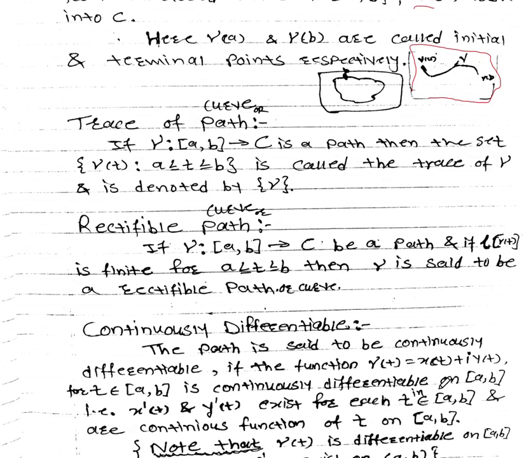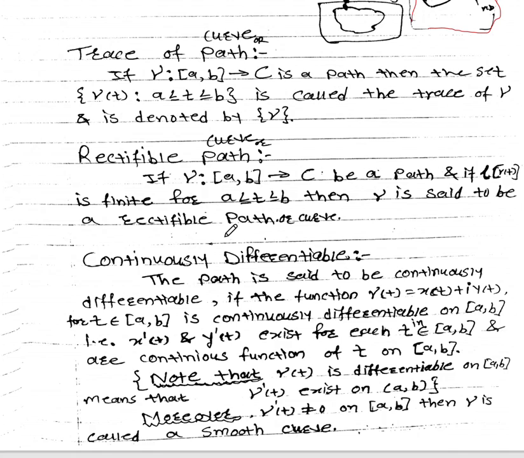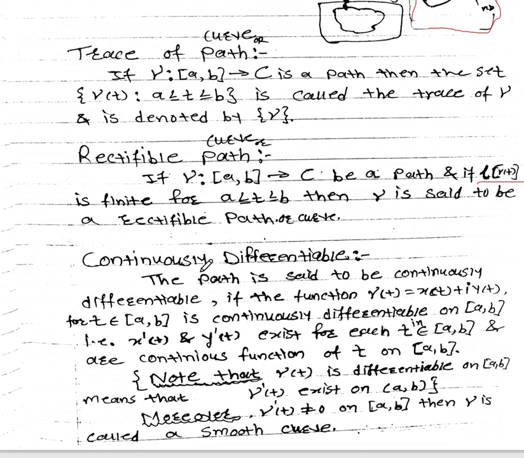Now we will see the next definition, that is the rectifiable curve, or we can say the rectifiable path. So what is the rectifiable curve? Simple definition: if gamma: [a, b] → C is a path, and the length of gamma of t is finite for the interval a ≤ t ≤ b, then gamma is said to be a rectifiable path, or we can say a rectifiable curve.